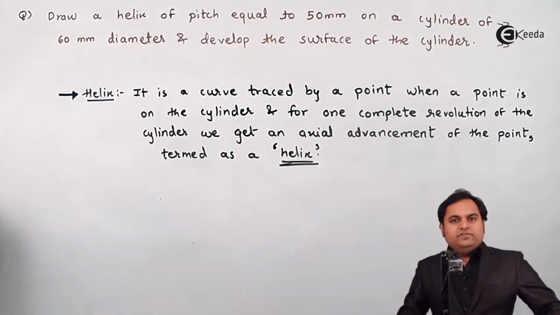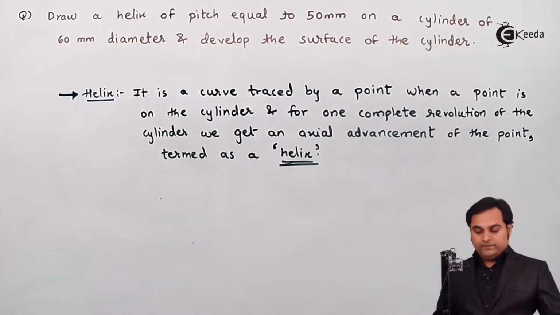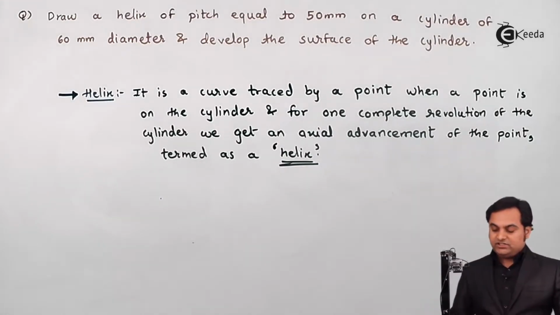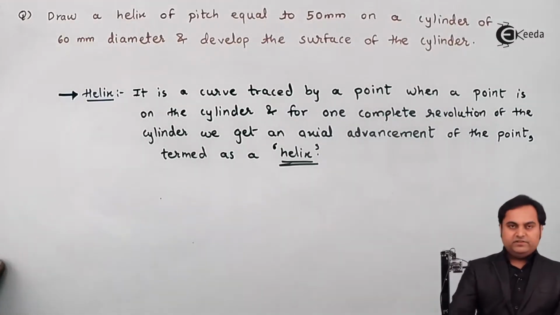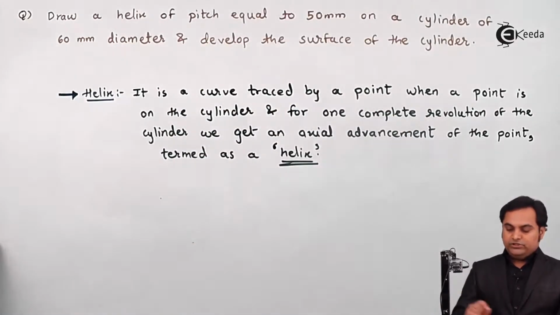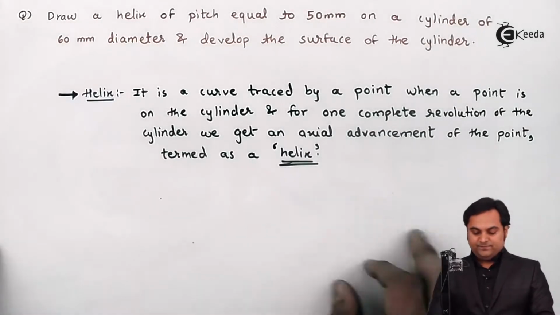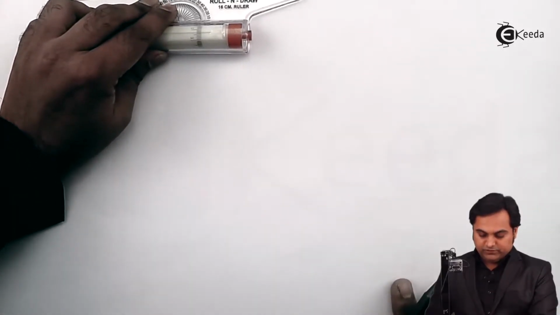So here I have written the definition of a helix, that it is a curve traced by a point when a point is on a cylinder and for one complete revolution of the cylinder we get an axial displacement of the point, and that is termed as a helix. So here we have to draw that helix and the pitch is given, that is the height that the point is going to cover, which is called the pitch. Circle is having diameter 60 mm. So here the procedure is to draw the front view, top view and the development for the helix.